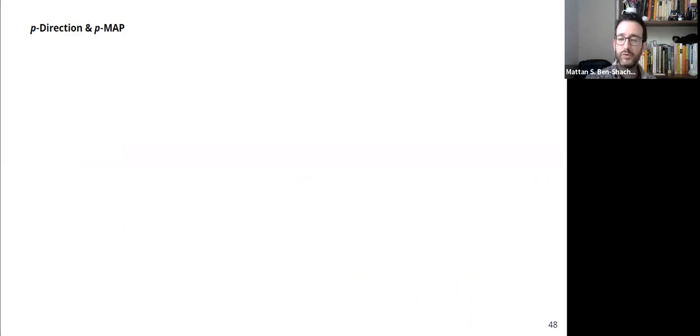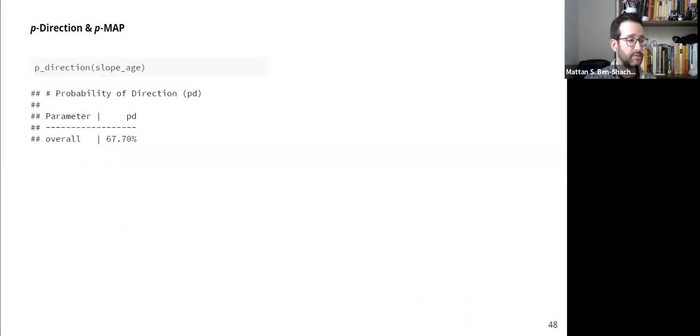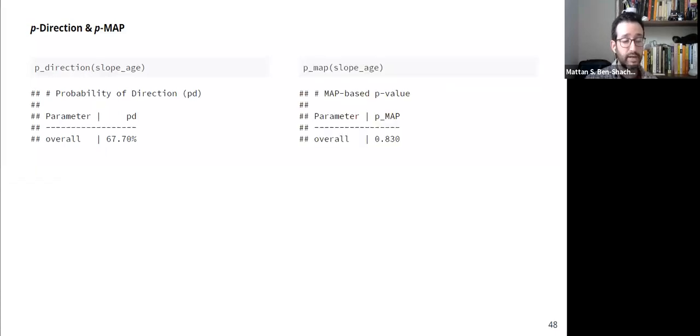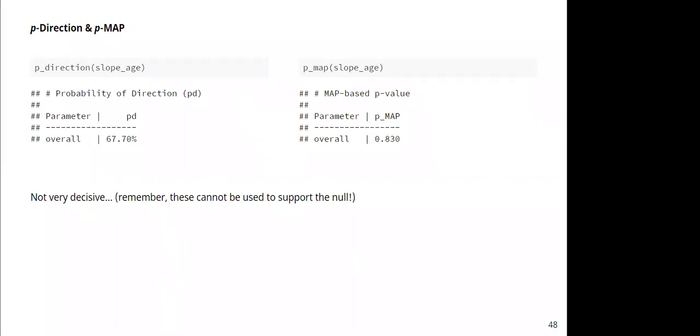Let's look at the probability of direction and the p-MAP. So the probability of direction is 67%, right? 67%, we saw before, 67% of our posterior distribution is positive, but that also means that about 30% is negative, okay? And for the p-MAP, we get a p-MAP of 0.8, which means that the most probable value isn't even twice as probable as the null value, okay? So once again, these aren't very decisive, right? We can't use these to support the null, but we can use the ROPE.